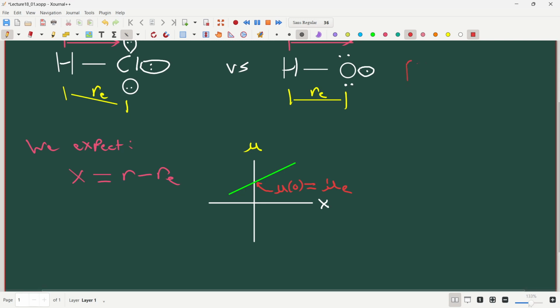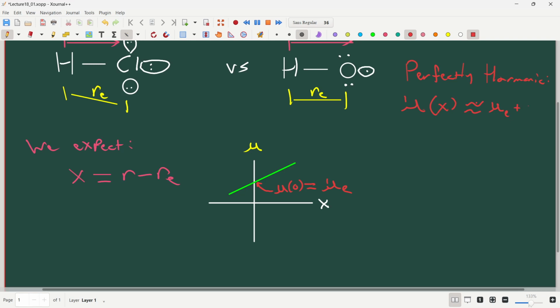So perfectly harmonic, we would expect that mu of x is something like mu of e, the intercept, plus some number c, whatever that number is, times x, where c is the slope. And this gives us the harmonic approximation, and this gives us the selection rules that the quantum number can only change by plus or minus 1. There would be no overtones.